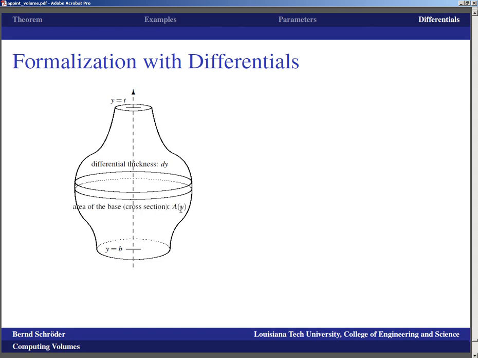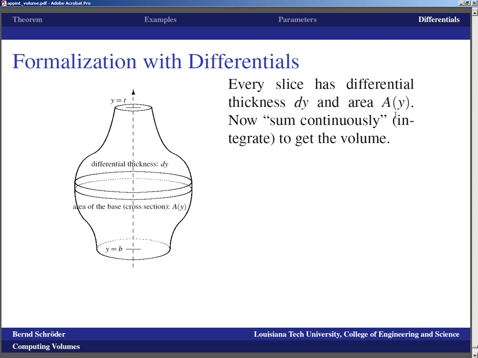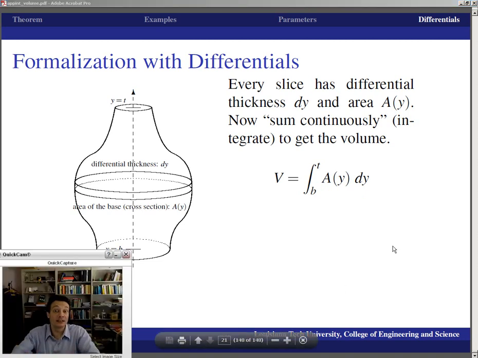Then we take a cross section, a of y, and so then the volume, of course, if every slice has differential thickness dy and area a of y, then if we sum continuously, and to Leibniz and to a lot of extremely good 18th and 19th century mathematicians, an integral was just a continuous sum. If we sum continuously to get the volume, we basically end up with the volume being the continuous sum from the bottom to the top of the differential volume of one of these differential cylinders, where the cylinder has a differential height dy and a macroscopic cross-section a of y. So in this fashion, we can potentially shortcut dealing with all those little deltas.